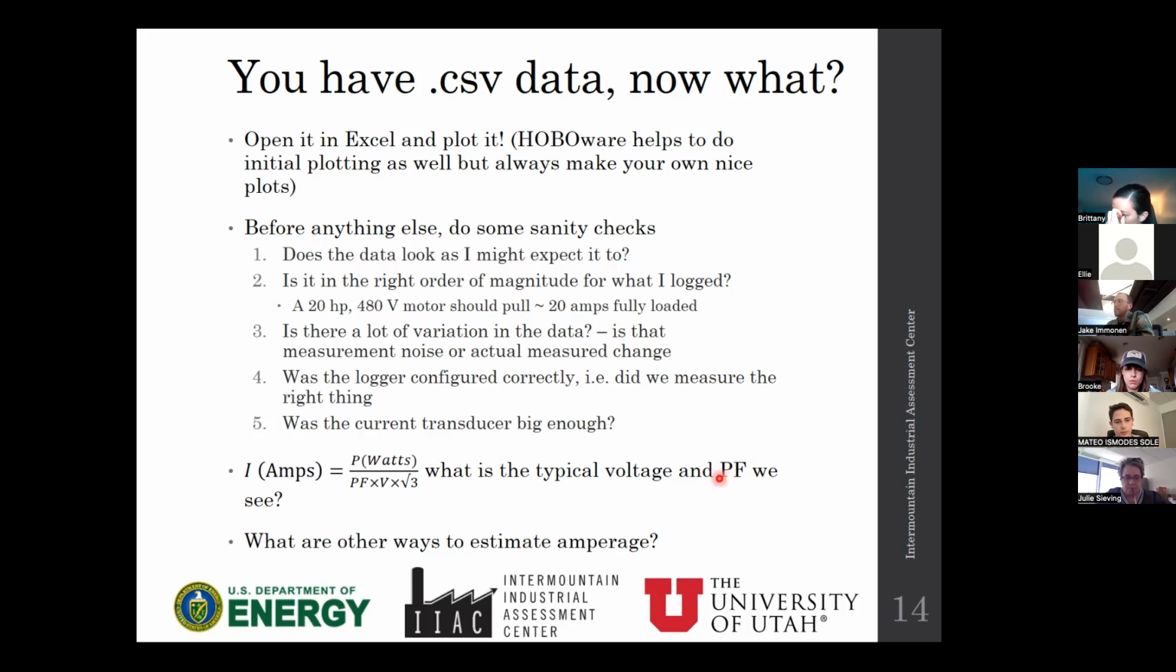But even if you're just trying to do an order of magnitude or a sanity check, I think you can just use 0.9. This is just part of the sanity check, back of the envelope. As well, the voltage, I think typically we see 480. I haven't mentioned that, but make sure you get the voltage of the equipment that we're measuring.